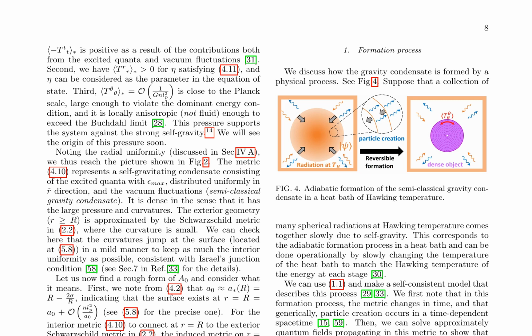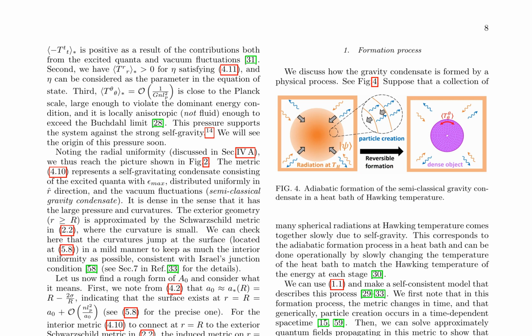fluctuations. Secondly, the radial pressure, TRR, is positive for eta-satisfying equation 4.11, which can be considered as a parameter in the equation of state. Thirdly, the tangential pressure, TTH, is large and locally anisotropic, supporting the system against strong self-gravity. The radial uniformity of the condensate results in a picture where the metric represents a self-gravitating condensate consisting of excited quanta and vacuum fluctuations, dense in the sense that it has large pressure and curvatures.